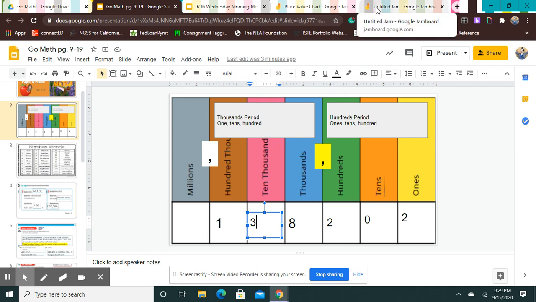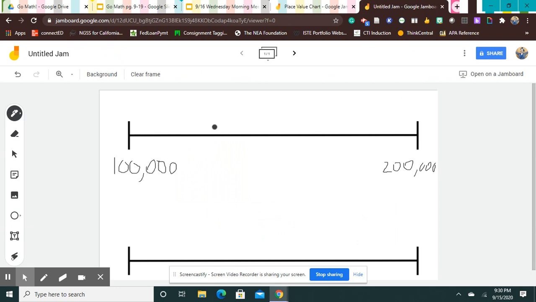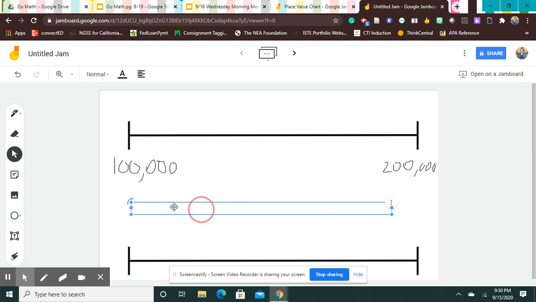So our rule for that: if your neighbor is 5 or more, then you raise the score. You go to the next biggest one. Your value is big enough to round or to estimate to that next value. If your neighbor is 4 or less, you stay with where you are. You let it rest. So 5 or more, raise the score. 4 or less, let it rest. So I will type that.